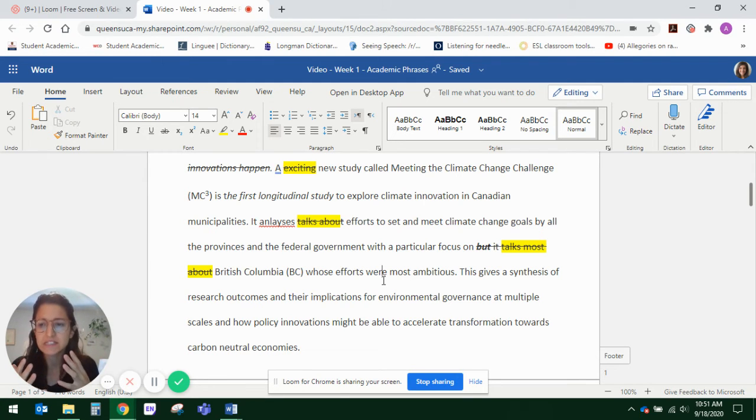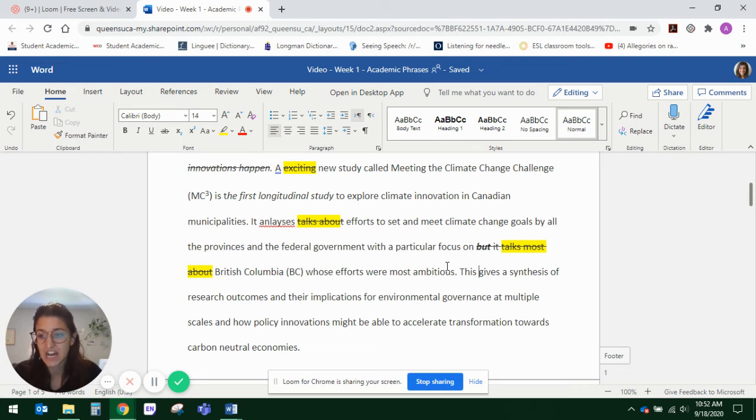But when I read the sentence, maybe it still feels a little bit clunky. Maybe it's something that I think about coming back to later on in my editing process. I'm going to go on to the next sentence, the final sentence of this paragraph, which currently reads, "This gives a synthesis of research outcomes and their implications for environmental governance at multiple scales and how policy innovations might be able to accelerate transformation toward carbon neutral economies."